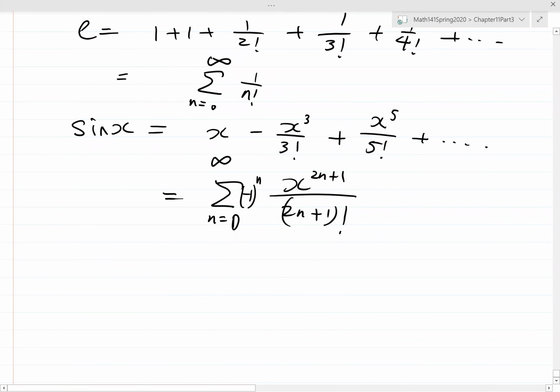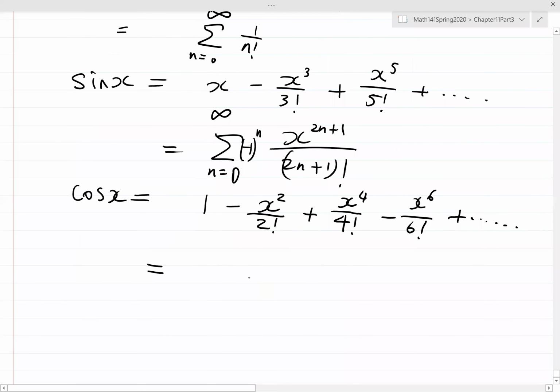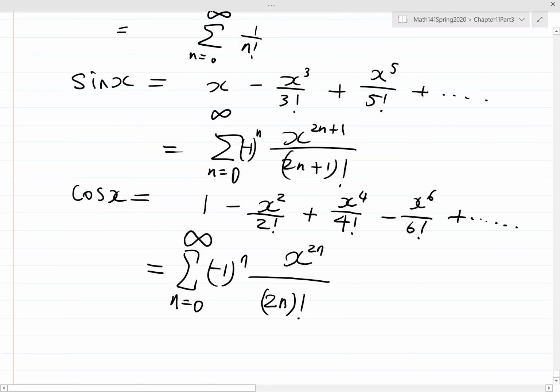Then if you differentiate, you get cosine, or use the definition. Cosine is 1 minus x squared over 2 factorial plus x to the power 4 over 4 factorial minus x to the 6 over 6 factorial, etc. The general term is the even factorial, the factorial of an even number, with x to the power 2n, times minus 1 to the power n, from 0 to infinity. So this is the Maclaurin series for cosine.